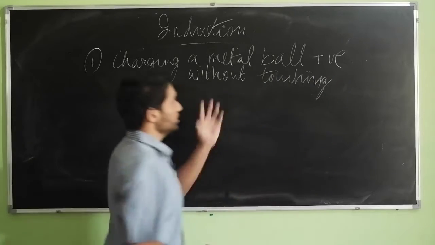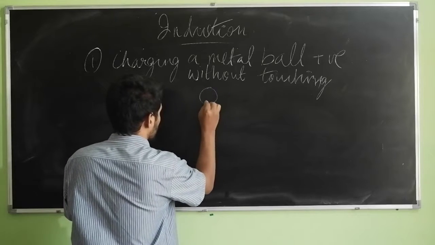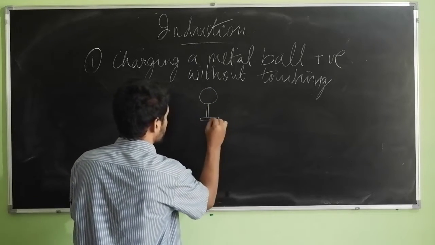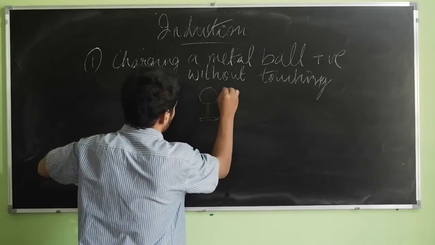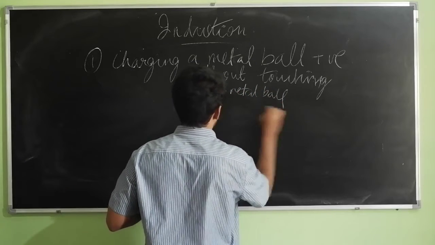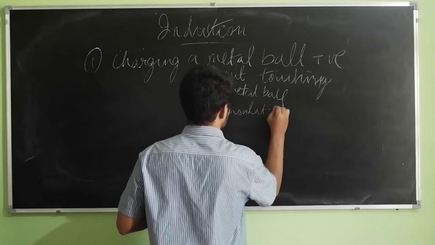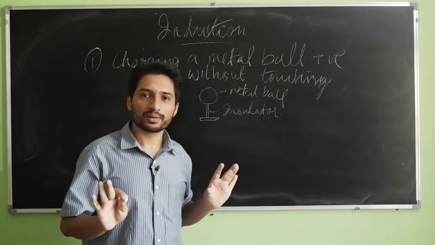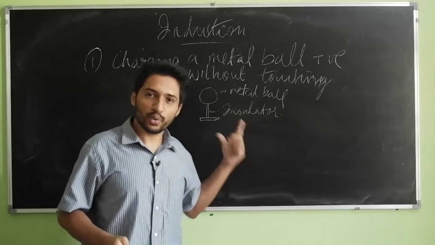Alright. Now how do we do that? Let's say I have a metal ball here, mounted on an insulator. So this is an insulator, the one below, and this is a metal ball. How do I charge this ball positive without even touching? That's the question that we are asking.